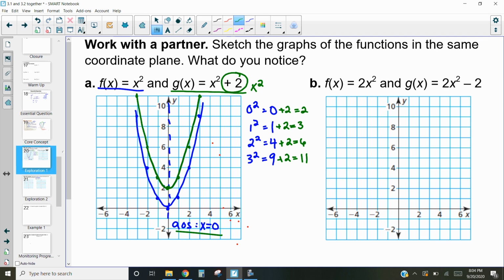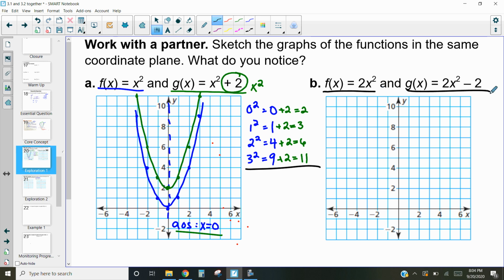So notice how it looks just like that blue graph, but I just took it and moved it up. That's all that this function does, is it takes whatever we had before and it moves it. So let's take a look at this next one over here. I've got f of x equals 2x squared and g of x equals 2x squared minus 2.